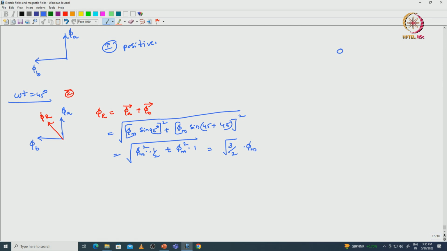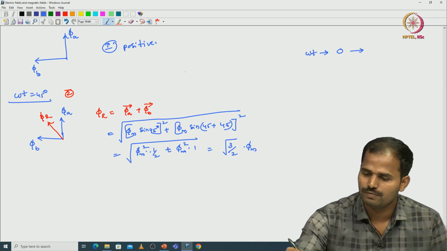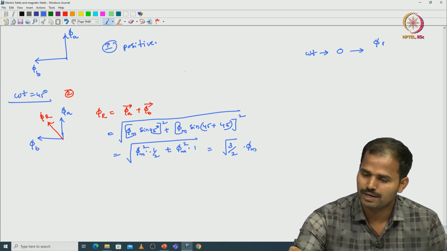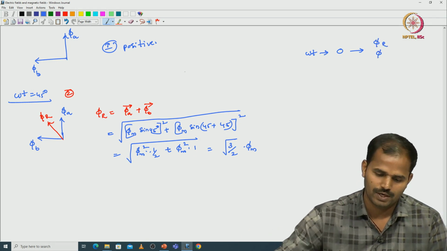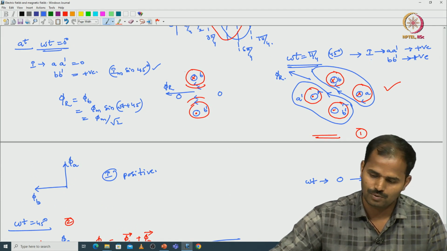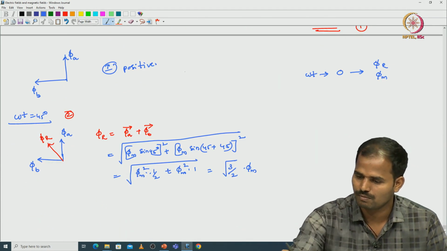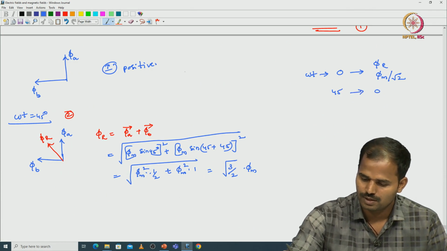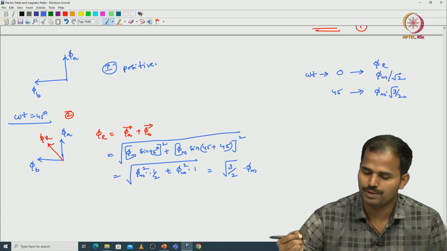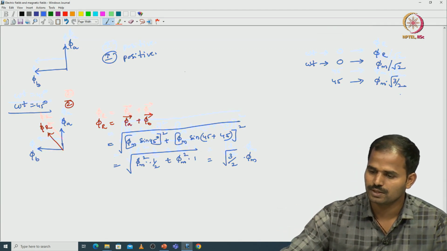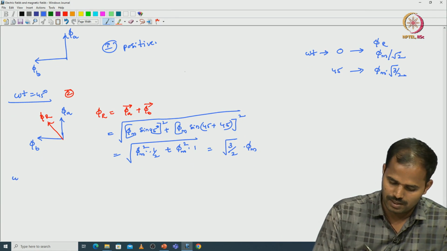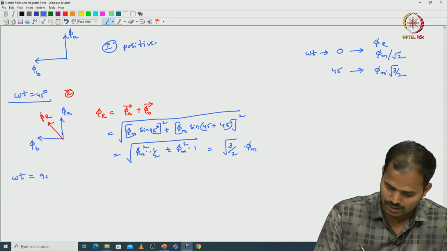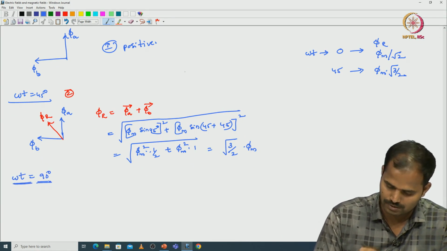I will make the summary. At omega t equals 0, we see the flux vector magnitude is phi m by root 2. At 45 degrees it is phi m into square root of 3 by 2. Next we will analyze at omega t equals 90 degrees.